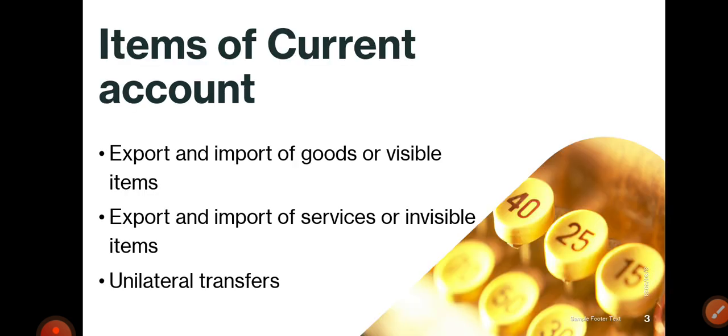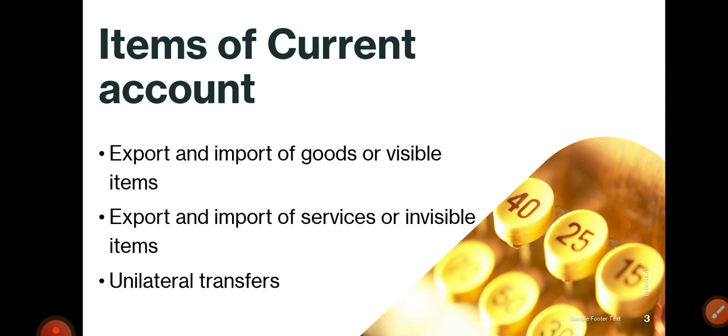So let us study the items of current account. Firstly, export and import of goods, or visible items. Visible items means the things that can be seen, that is the goods like machinery, wheat, steel, whatever things that can be seen. Not the services. The goods are called visible items. So the goods that are imported and exported are taken into account.